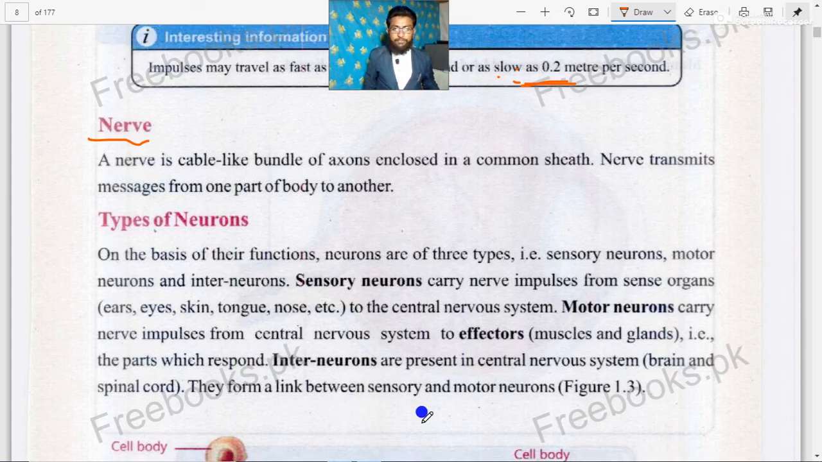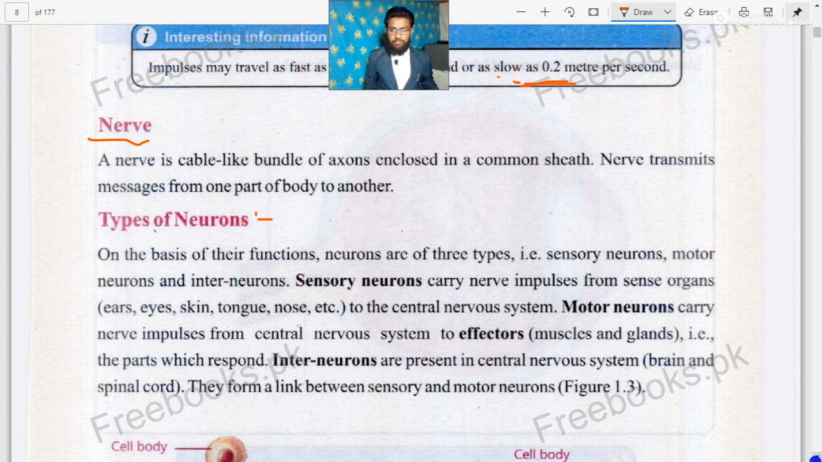Assalamu alaikum, dear cadets. In this lecture, we are going to discuss the types of neurons. We will discuss how many types of neurons there are.